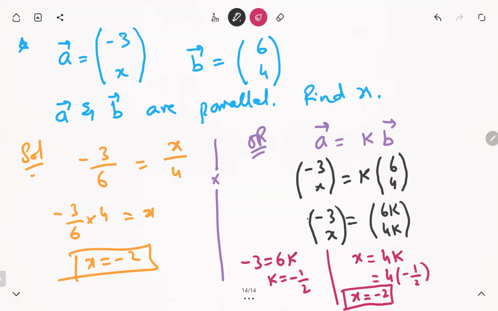When one vector is parallel to the other vector, we know the relation a is equal to k times b. Or if you write b is equal to k times a, then your k comes out as minus 1 over 2. लेकिन x फिर भी वही सही आना था. Doesn't matter.